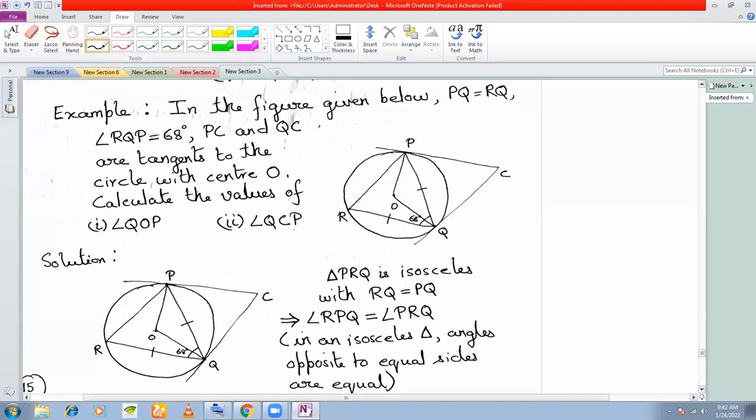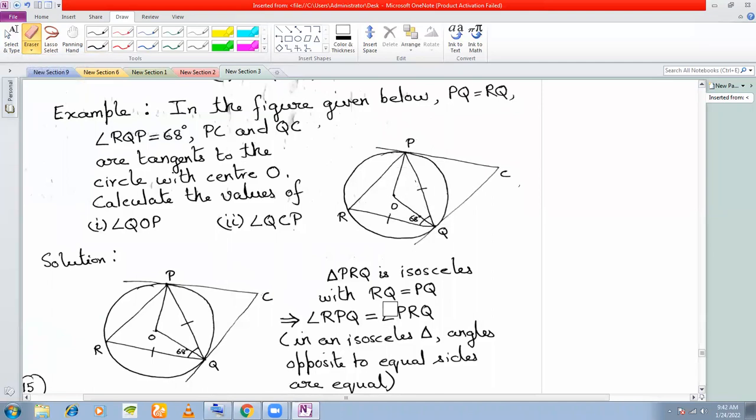PC and QC are tangents to the circle. So you see this PC and this QC are tangents to the circle. What is the point of contact of this tangent? P. What is the point of contact of this tangent? Q. And interestingly, you also notice that you have a chord PQ that passes through the point of contact P and also through the point of contact Q. This is one observation that we must make.